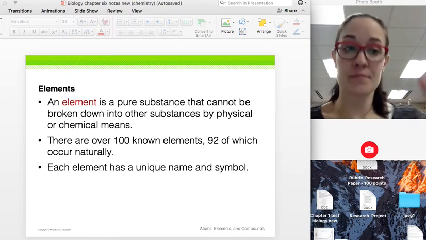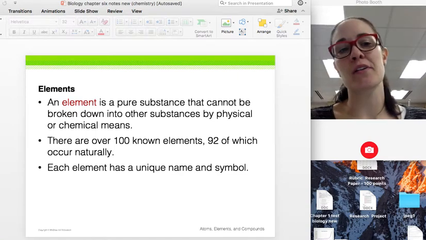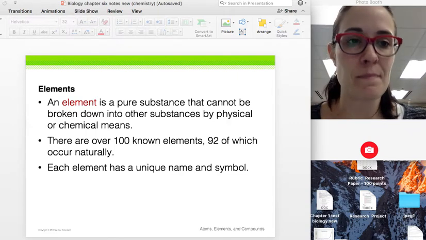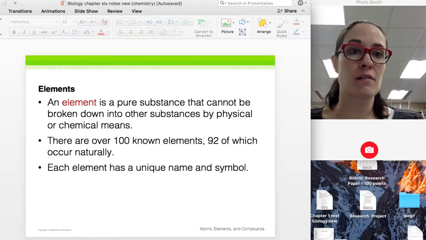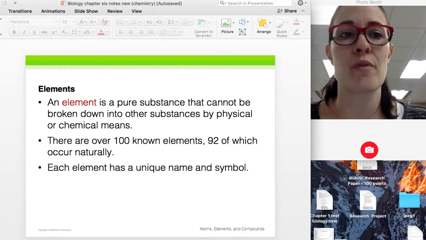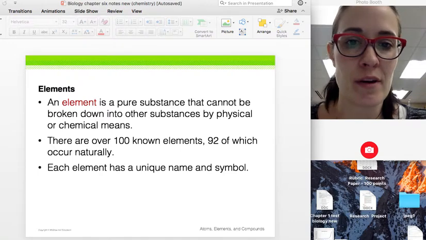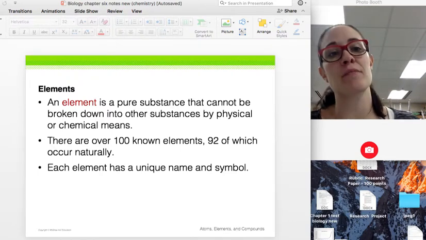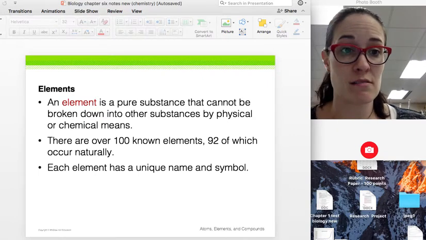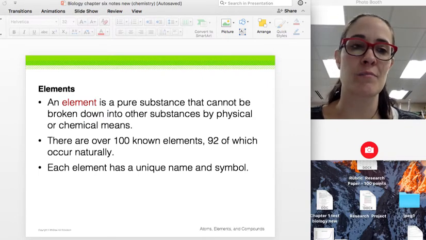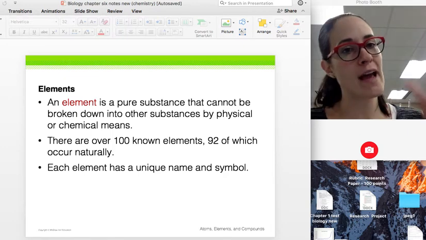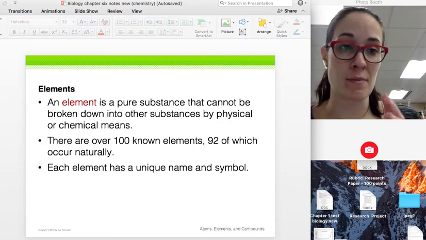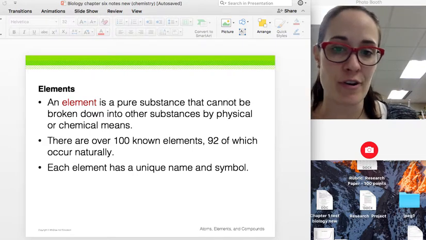When you think about chemistry, you probably think about the periodic table. The periodic table is composed of elements. Elements are pure substances that cannot be further broken down by physical or chemical means, and there are many different elements that are known, and each element is made up of atoms specific to that element. For example, carbon is made up of carbon atoms. Each element has a specific name, like carbon, and symbol, like a C for carbon.